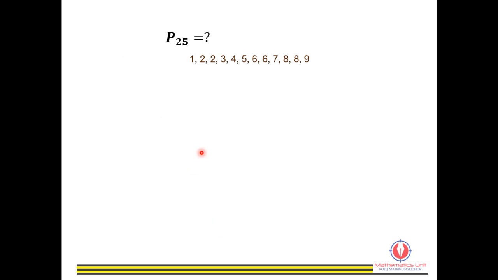Next, P25, the 25th percentile. First, you arrange the data, and then you find S. S is N times K over 100. N is the number of data, and K is 25 since you want to find P25. Divided by 100, you get S is equal to 3. 3 is an integer, so you use this formula to find P25: P25 is equal to XS plus XS plus 1, divided by 2.